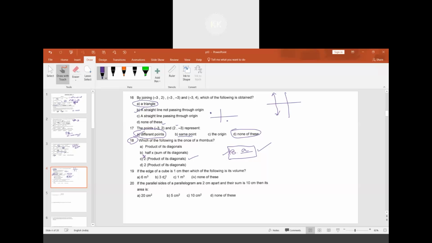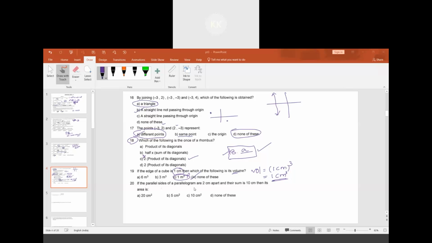Sir, it is 19th question. Meter cube, sir. Option number C? No, sir. Option D, none of these. We have to find the volume. Volume is side cube. So 1 centimeter whole cube becomes 1 centimeter cube, which is not given in the option. Many have ticked this. This is wrong. Tricky question. Key question. It is 1 centimeter cube. You have to select none of these.